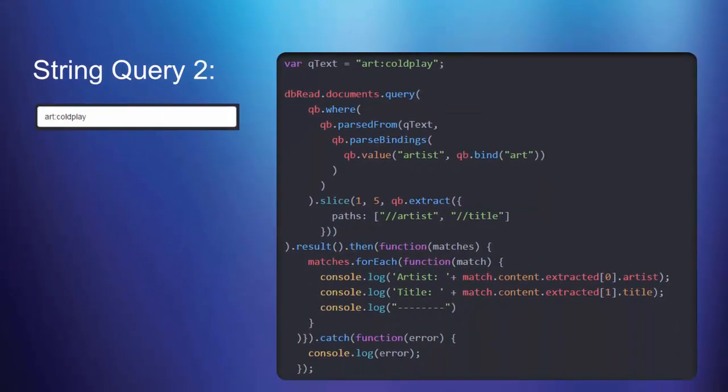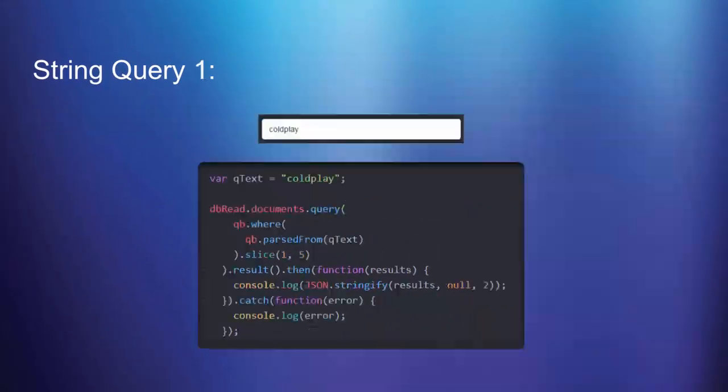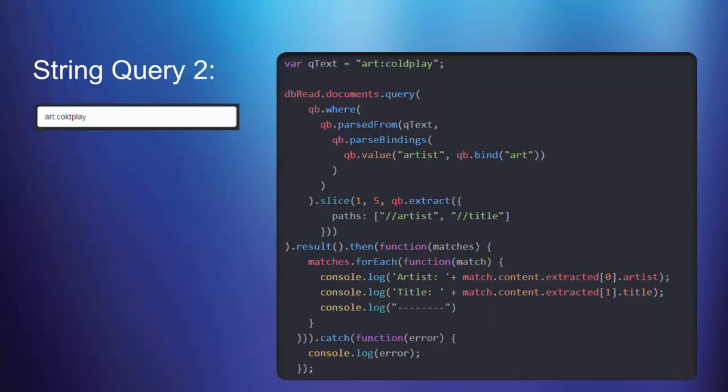Now, the difference between the string query in example 1, where we're simply looking for the term Coldplay, is that the term Coldplay can appear anywhere in the entire document and it would be considered a match. Versus example 2, now we are defining with our custom grammar that we're only looking for the term Coldplay in the artist property.